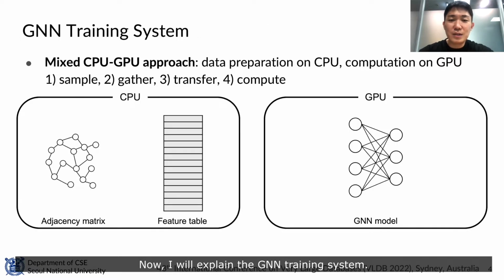Now I will explain the GNN training systems. In general, just like other types of neural networks, the model is trained with mini-batch gradient descent and the computation is accelerated by GPUs. Mixed CPU-GPU approach is popular, where CPU prepares data while GPU performs computations. The whole training process consists of 4 steps: sample, gather, transfer, and compute.